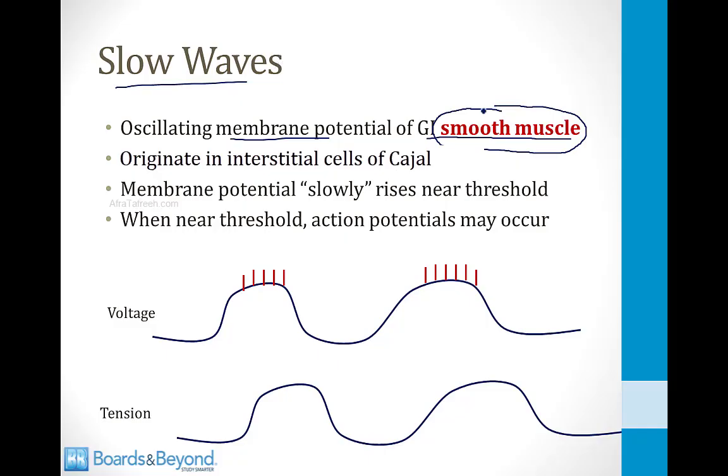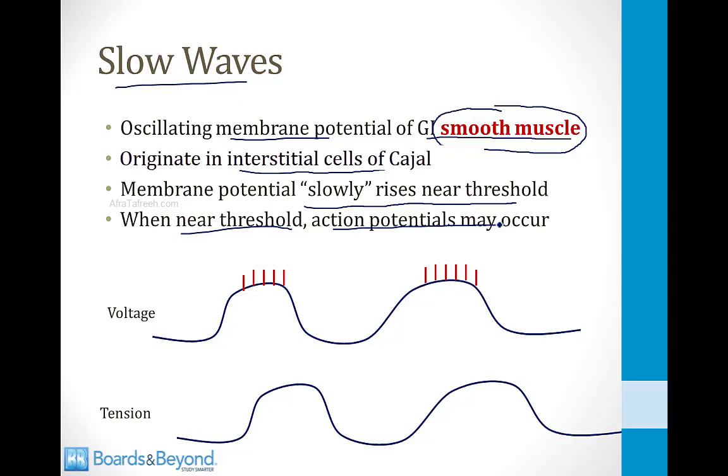Slow waves originate in cells called interstitial cells of Cajal. These are sometimes called the pacemaker cells of the intestine, and these cells initiate a fluctuation in the change of the membrane potential of smooth muscle cells. What will happen is the membrane potential will slowly rise to become near threshold for depolarization. When it's near threshold, action potentials can occur and cause contraction of the smooth muscle. And in this way, slow waves help to regulate the contraction of smooth muscle cells in the wall of the GI tract.